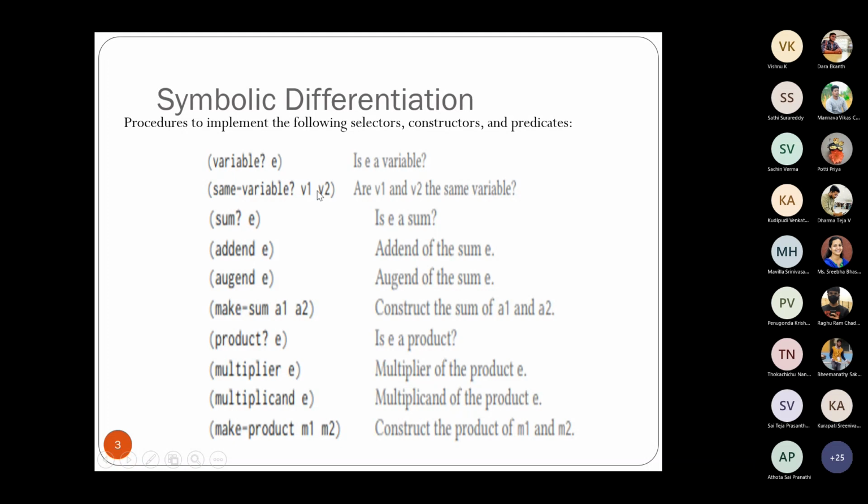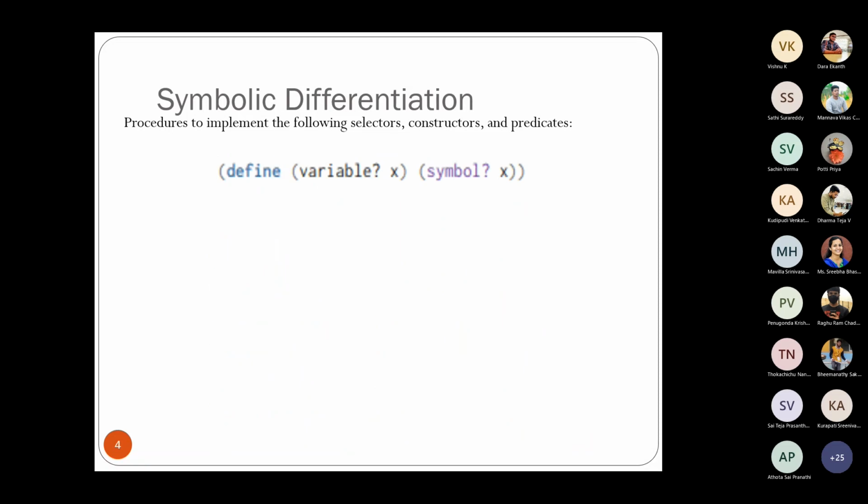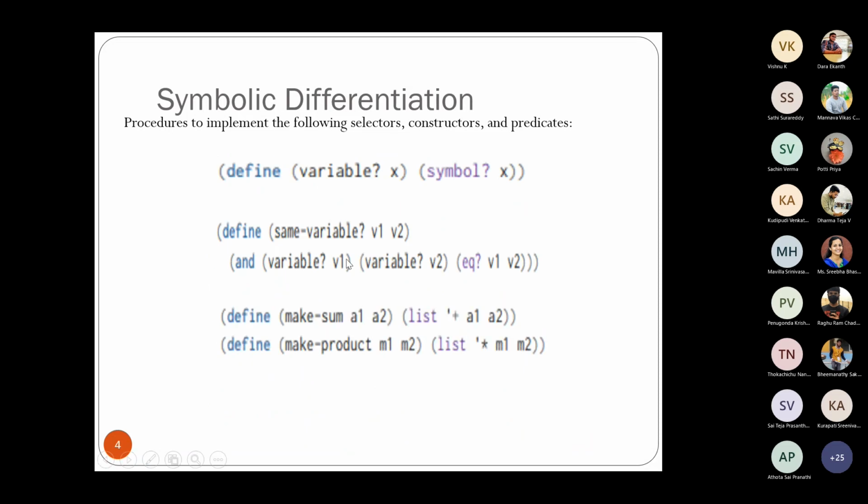So let us define how to define the same variable question mark procedure. Same variable question mark, v1 and v2 are given. What do you have to check? First of all, v1 should be a symbol, v2 should be a symbol, and I have to check both are equal or not. So there are multiple conditions here, which is why I'm writing an and. Variable question mark v1: is v1 a variable or not? This will call the previous procedure.